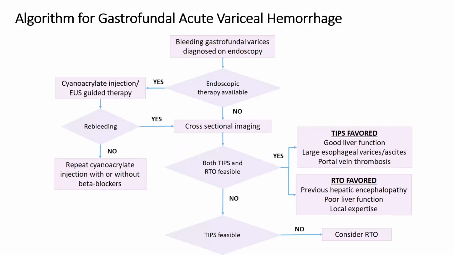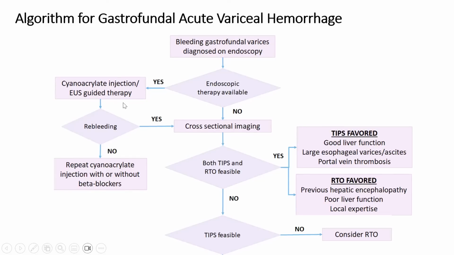Now, this is the algorithm for gastrofundal varices. Now, you found those gastrofundal varices in endoscopy. Do you have endoscopic therapy available? If yes, you can do cyanoacrylate injections or EUS-guided therapy, which are varied. It can be coils and glue, it can be thrombin injections, it can be sclerosant, it can be cyanoacrylate. And then if there's rebleeding, you do the cross-sectional imaging. And if there's no endoscopic therapy, you do the cross-sectional imaging.